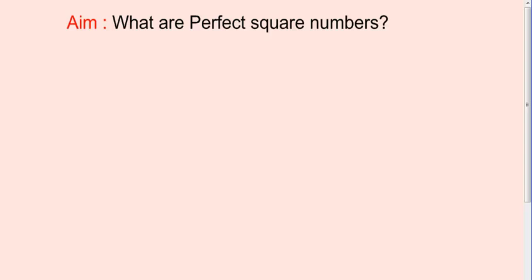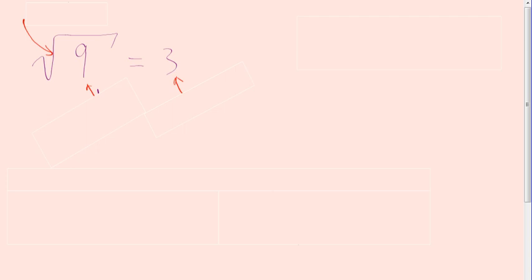Hi, today we will talk about what perfect square numbers are and why and how they actually work. First, I would like us to recall some major vocabulary. Look at the expression on the left side of the screen. Square root of 9 equals 3.